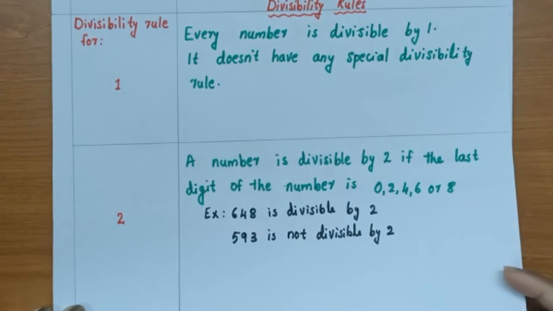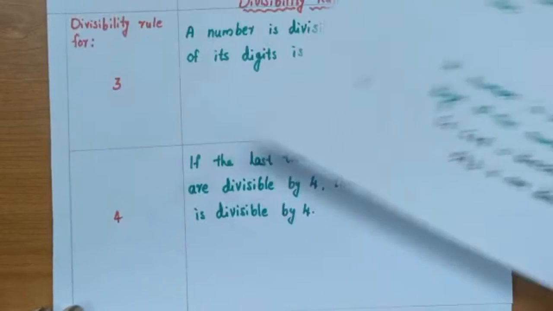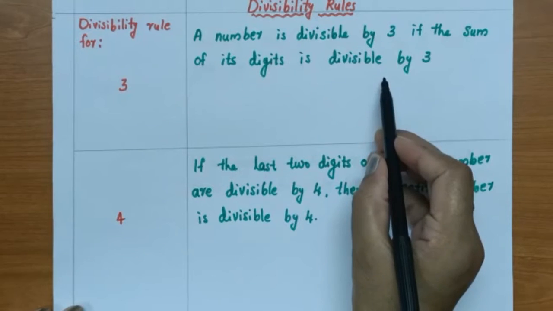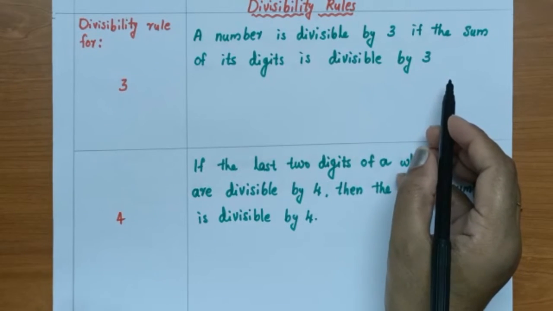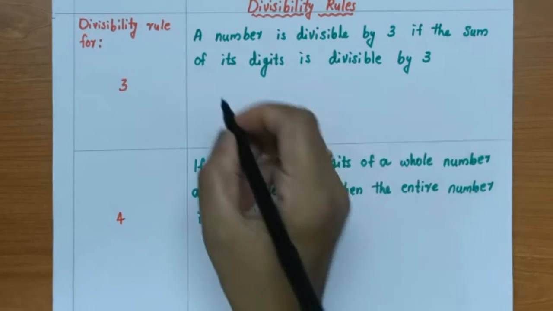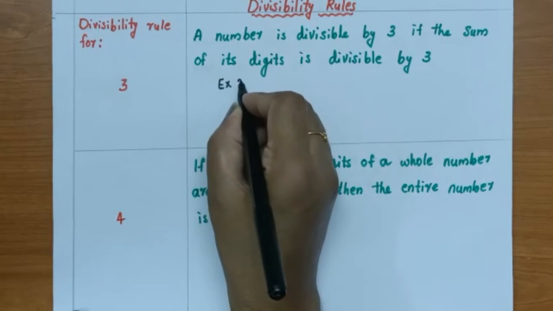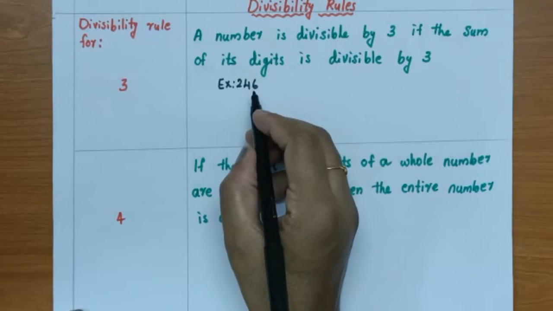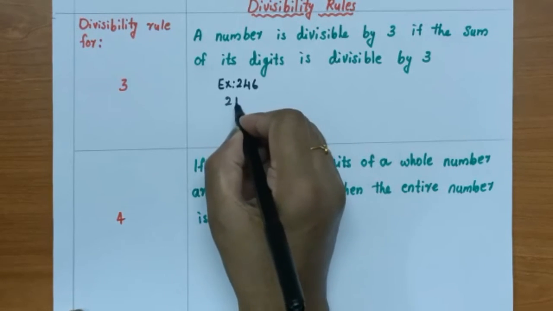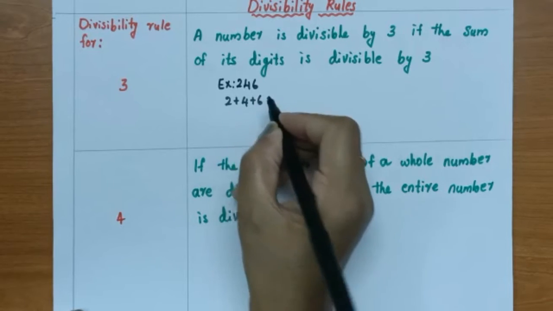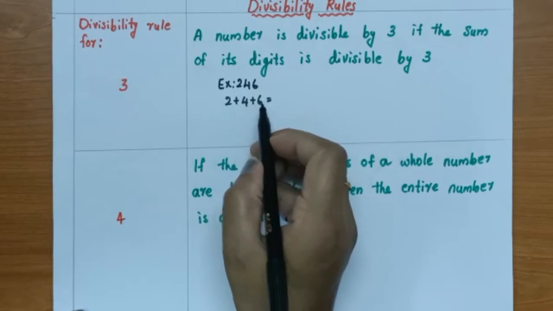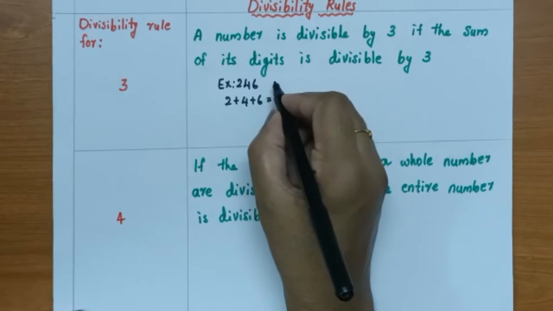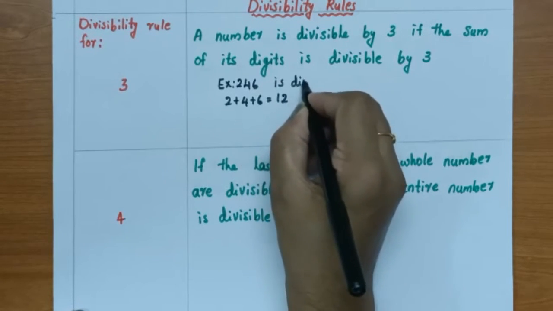Now, divisibility rule for 3. A number is divisible by 3 if the sum of its digits is divisible by 3. For example, 246. When we are adding the digits of 246, 2 plus 4 plus 6. 2 plus 4 will be 6. 6 plus 6 is 12. 12 is divisible by 3. That means 246 is divisible by 3.